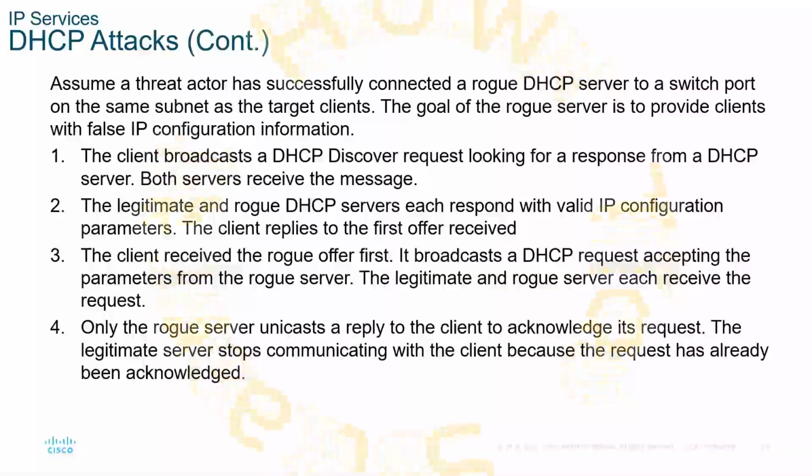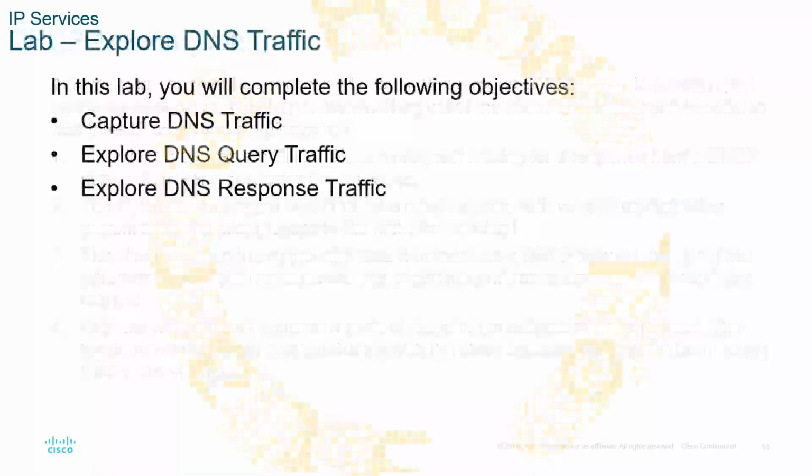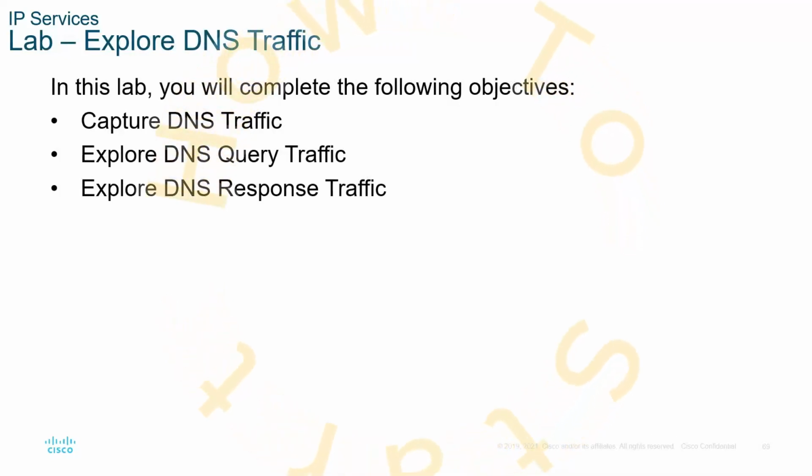So assuming that the threat actor has successfully connected a rogue DHCP server to a network, it could then hand out IP addresses for the wrong portion of the network. Again, blackholing traffic. We do have a lab looking at capturing DNS traffic and exploring DNS traffic. Not quite sure why this slide was placed after DHCP, but it was.